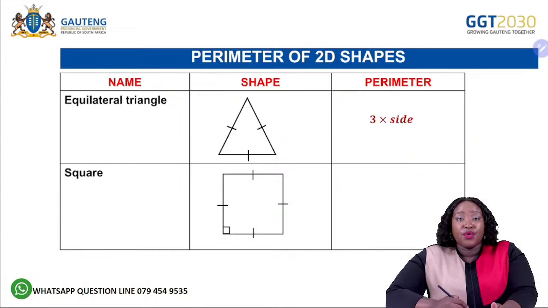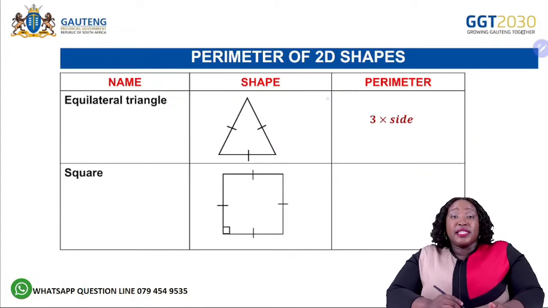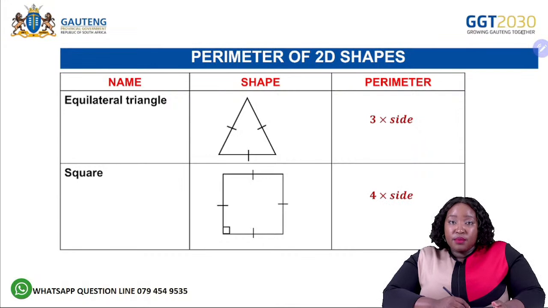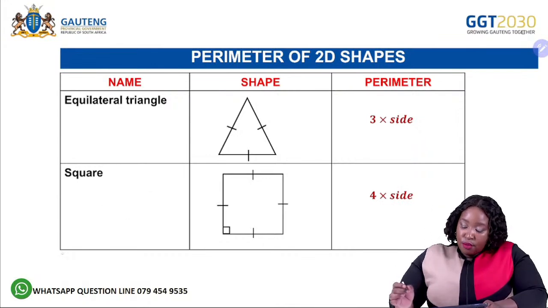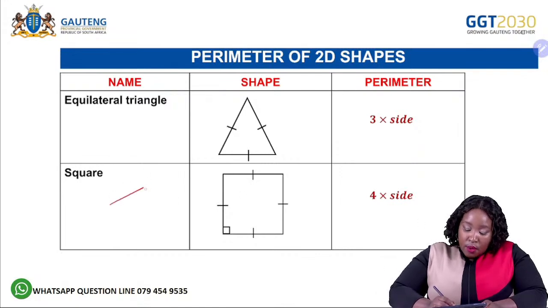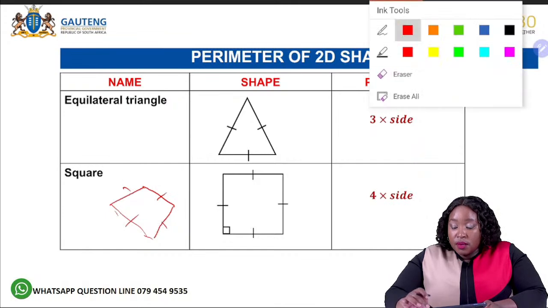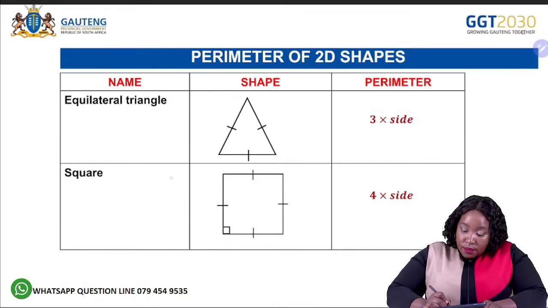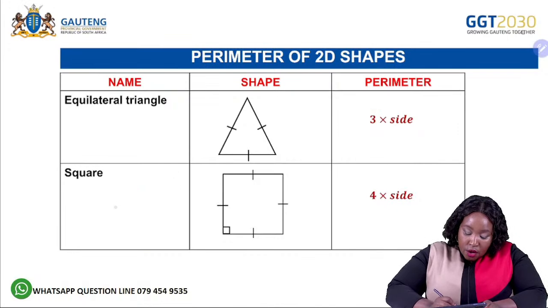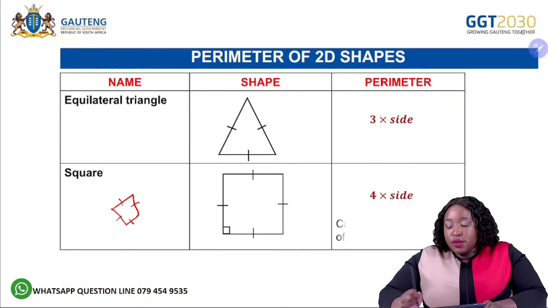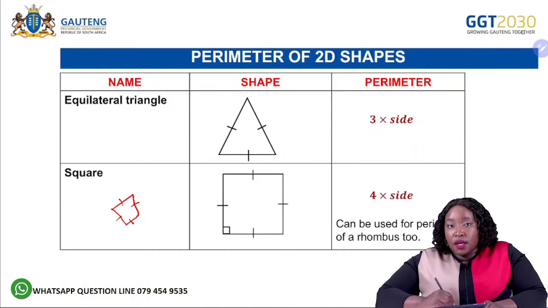Then a square is also a regular polygon, so all the sides are the same. Therefore, you can use 4 times the side. We can use the same formula as well for our diamond shape, which is a rhombus, right? So if you have a rhombus, you can also use that. Let me just draw it properly for you, right? Your rhombus would be like a skew shape. All the sides would be equal. Therefore, you can use the same formula as well to calculate its perimeter.